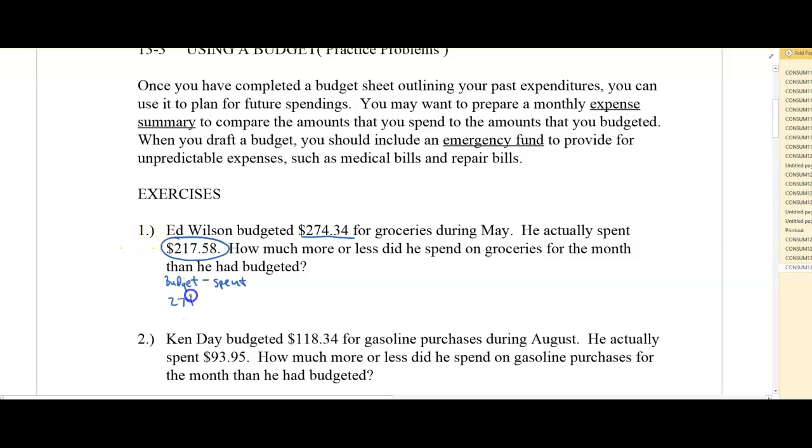So $274.34 minus $217.58 would give me $56.76. Okay.